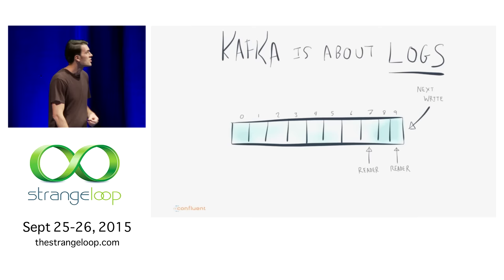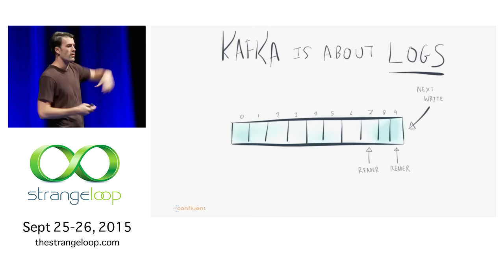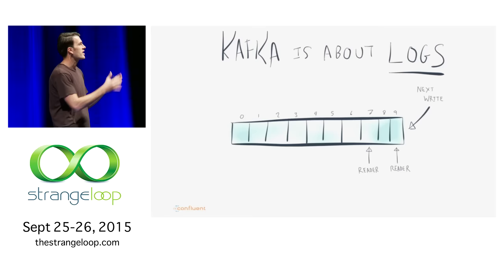So internally, what Kafka stores is a log. And not everybody has seen this idea of a log. It's actually a very simple idea. These little rectangles here are meant to represent messages or records. Each record, I've kind of given a number, like 0, 1, 2, 3, 4, 5. And the next writes are always appended at the end. And different readers could be reading. They always read from left to right.